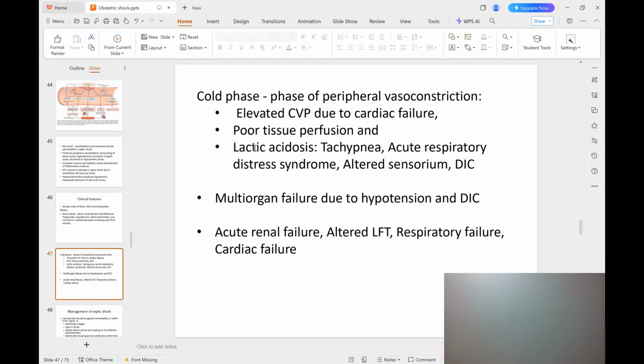And in cold phase, there is peripheral vasoconstriction where there will be increase in central venous pressure due to cardiac failure, poor tissue perfusion, lactic acidosis with tachypnea, acute respiratory distress syndrome, altered sensorium, and DIC. And multi-organ failure can occur due to hypotension and DIC, and acute renal failure, altered liver function tests, respiratory failure, cardiac failure can occur.